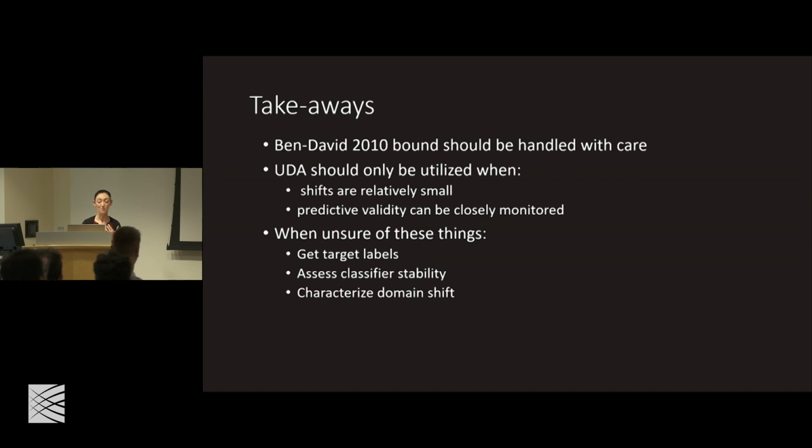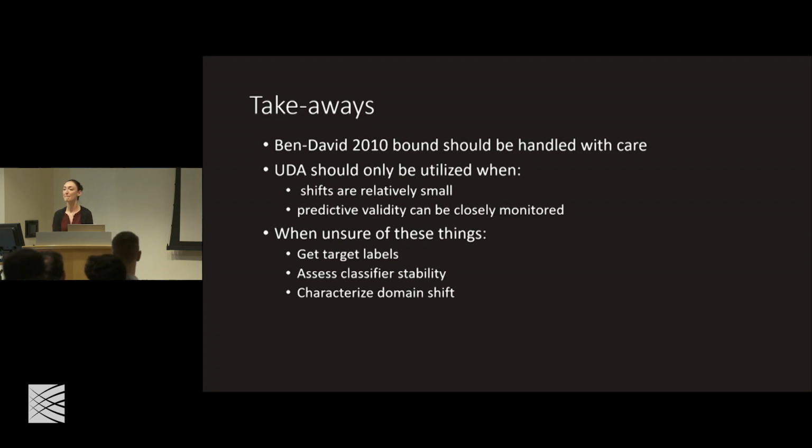So my own recommendations are to use it when your shifts are relatively small, so favoring overlapping support, or where predictive validity can be closely monitored, or isn't as much of a problem if you make errors, or you can test those errors very easily. And when you're unsure of these things, exactly as you said, get target labels. Assess the stability of your classifier, and really characterizing your domain shift is very important here. So really understanding the shift and the assumptions you're making when you're modeling that shift.